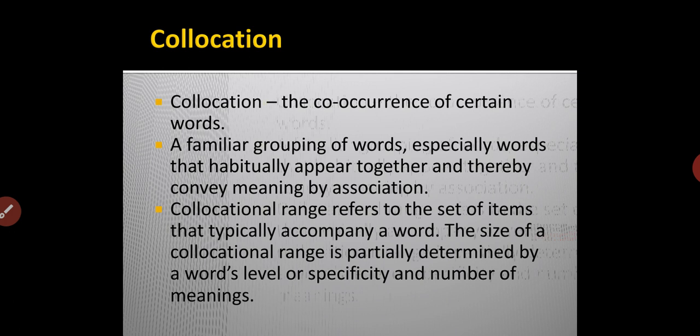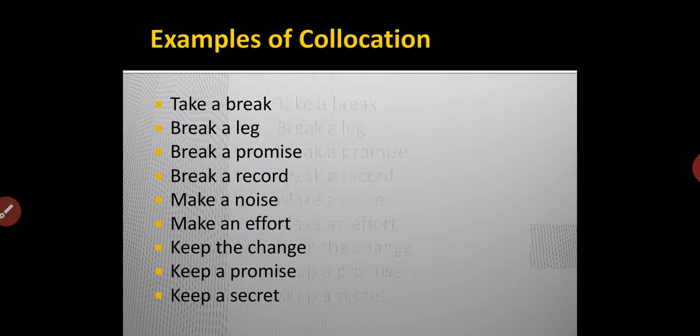Collocational range refers to the set of items that typically accompany a word. Okay, how a word is accompanied by certain other set of words. The size of a collocational range is partially determined by a word's level of specificity and number of meanings. There are certain examples of collocation which have become cliche to some extent.